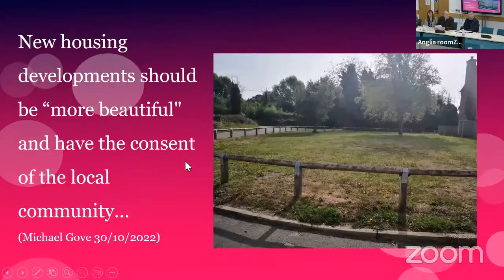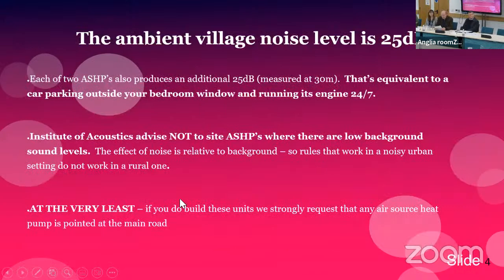Slide 3, please. Michael Gove recently said new housing development should be more beautiful and have consent of the local community. And this certainly isn't beautiful, and it does not have our consent. Slide 4, please. All right, this is a village. The ambient noise level in the village is 25 decibels. It's very, very quiet. Now, most of the legislation on sound is based on urban developments, and we are not an urban development, we're rural.